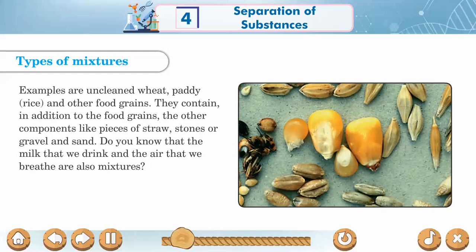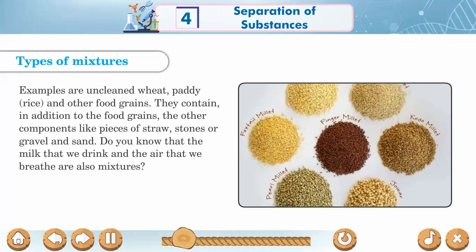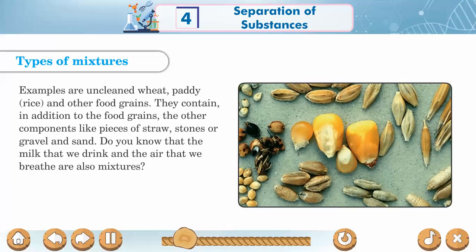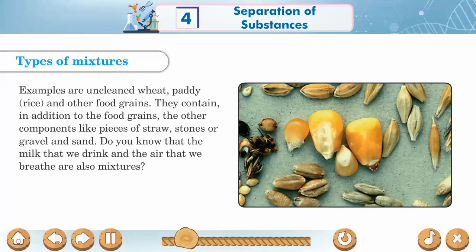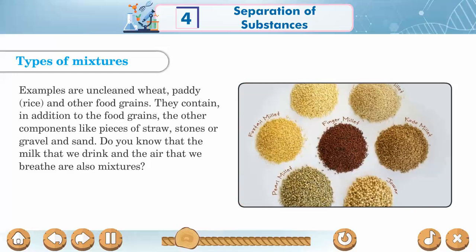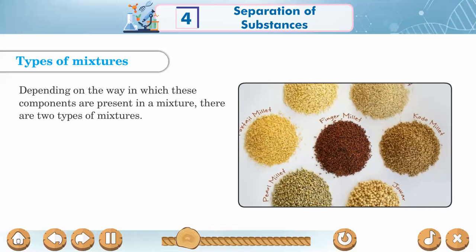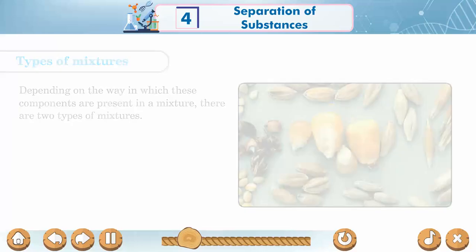Examples are uncleaned wheat, paddy, rice and other food grains. They contain, in addition to the food grains, other components like pieces of straw, stones or gravel and sand. Do you know that the milk that we drink and the air that we breathe are also mixtures? Depending on the way in which these components are present in a mixture, there are two types of mixtures.